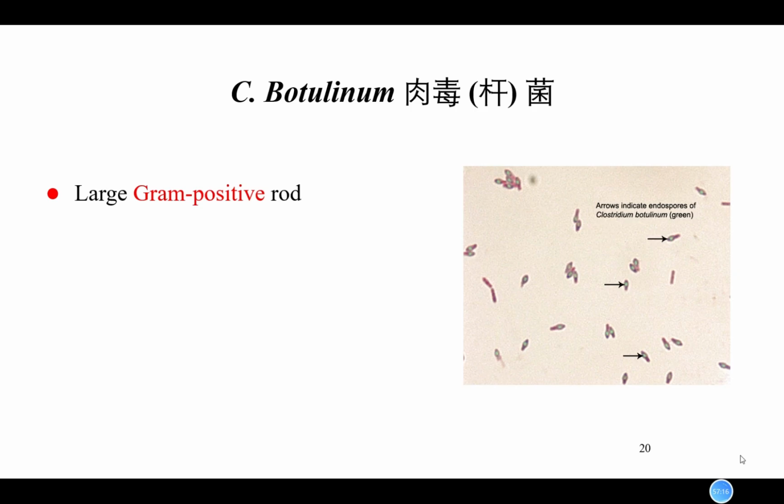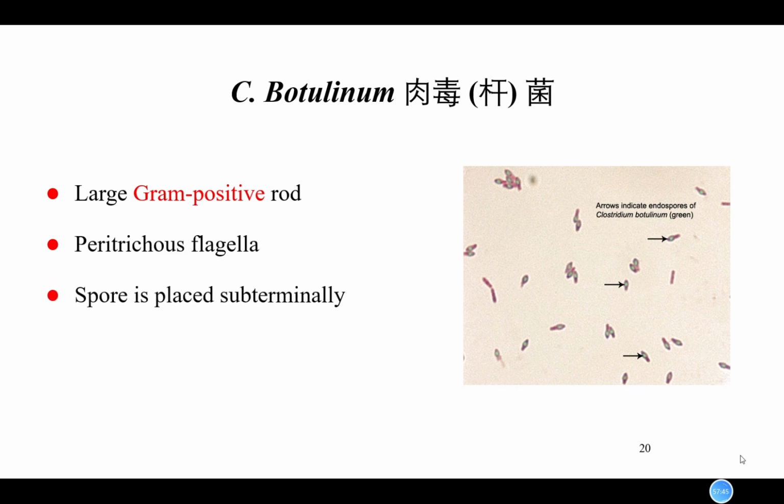The last pathogen of Clostridium, the botulinum. And again, botulinum is a large gram-positive rod. And you can see here, that's the actual picture of botulinum. It produces spores, and the spore is subterminal, okay? Subterminal spore. This bacteria is motile because it produces peritrichous flagella.